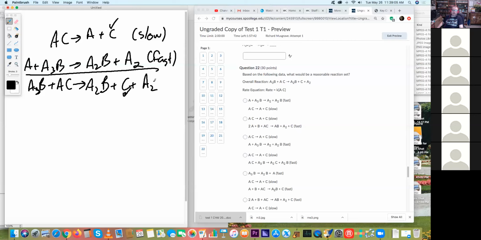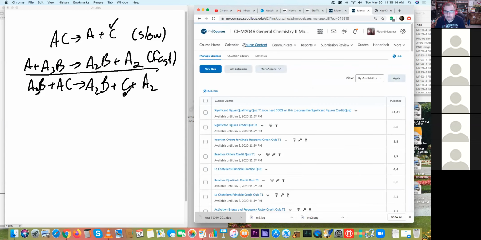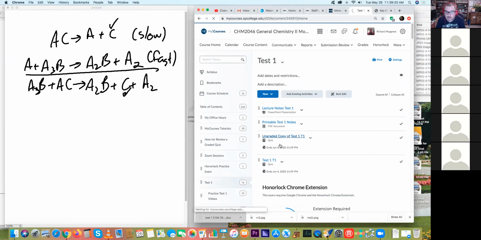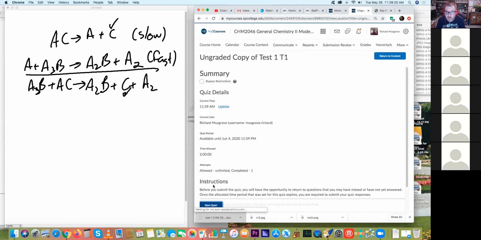Okay, let's re-roll. So you see this approach that I'm using here is one you can use, obviously. You can take it unlimited times, so you can practice that way.